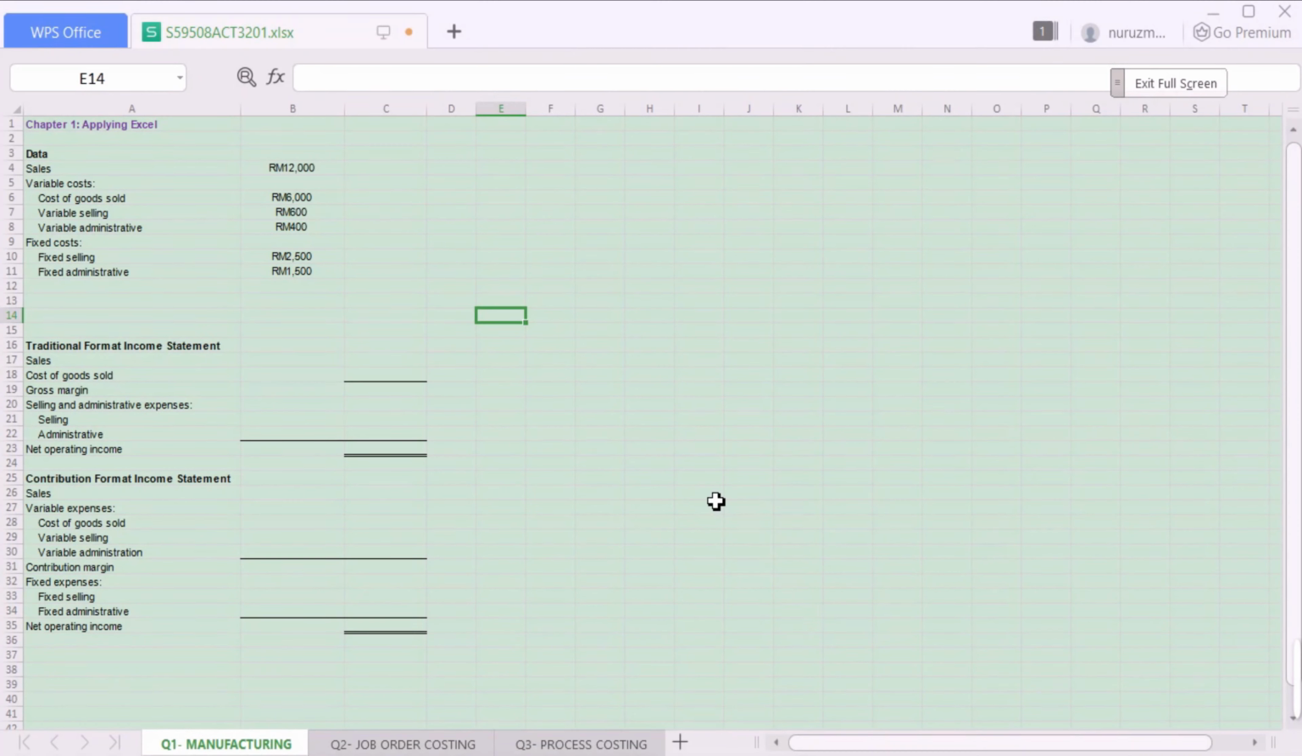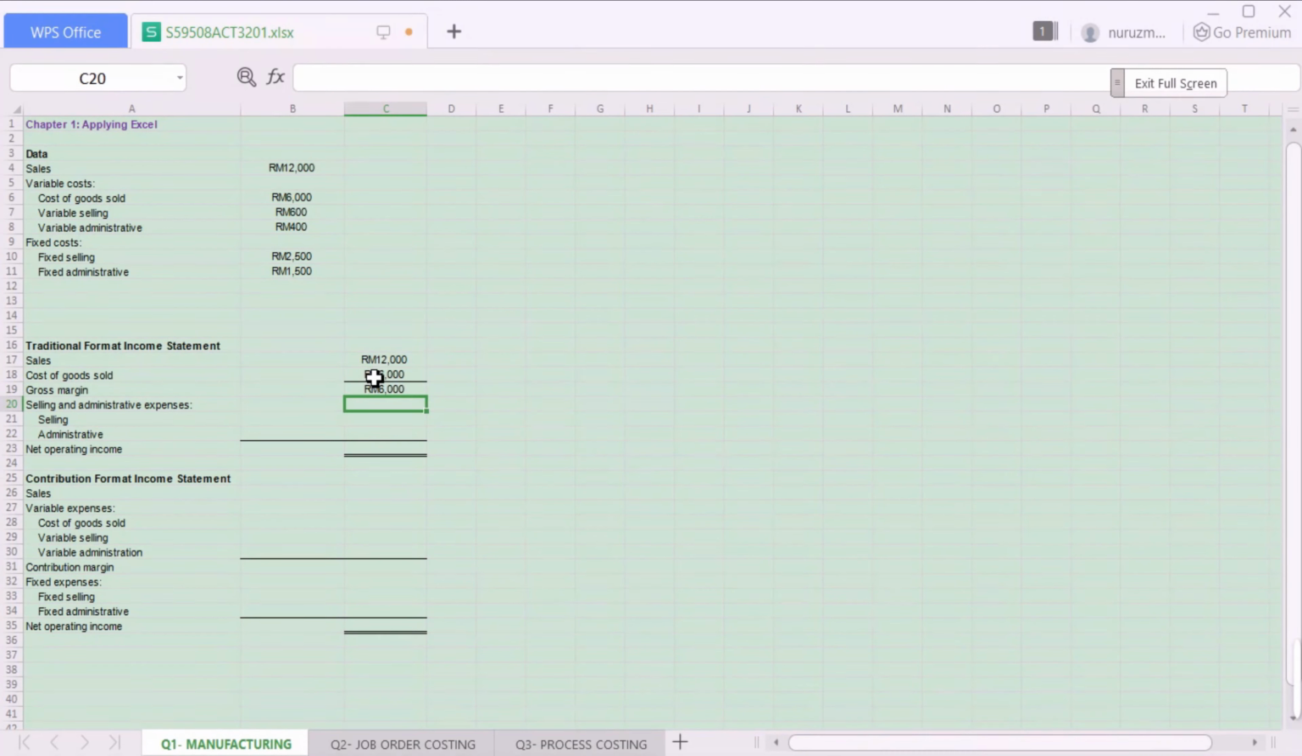Question 1, manufacturing. So this is the data they are given. First, traditional format income statement. Sales, 12,000. Cost of goods sold, 6,000. Gross margin, sales minus cost of goods sold equals 6,000.